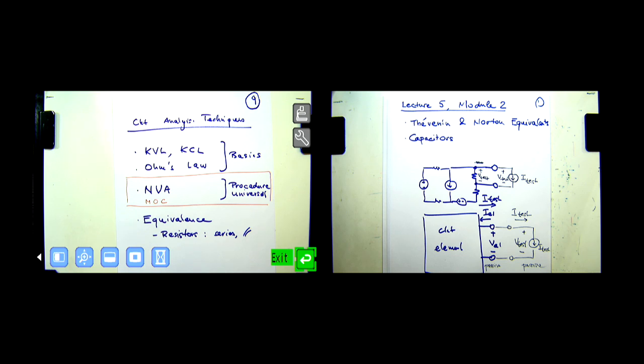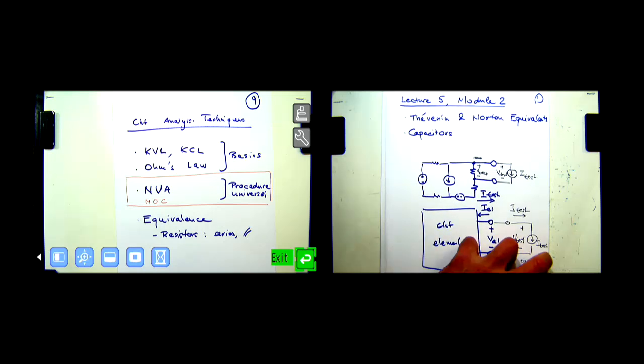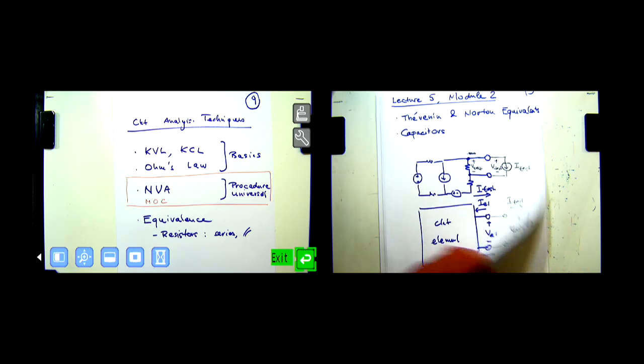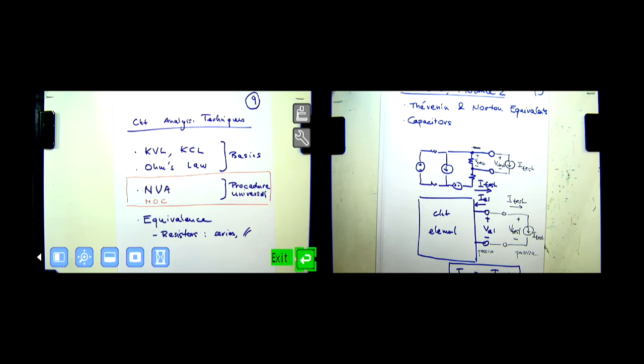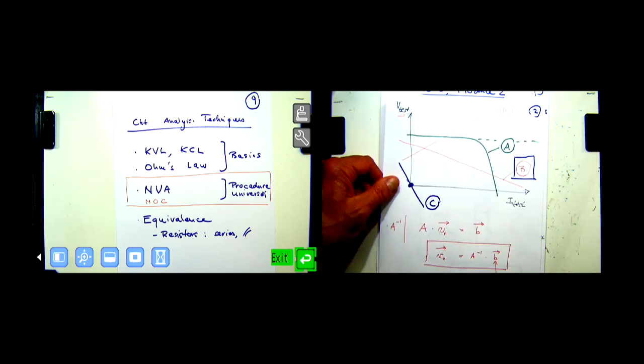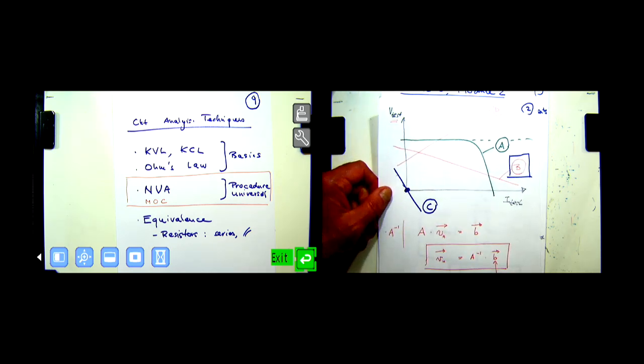Okay, yes, that's right. We could use superposition to analyze this circuit, and it's not so bad to analyze. But let's ask ourselves, is there a simpler circuit than this one that is equivalent, that has the same IV characteristic as this one? Remember, what was the IV characteristic of this one? Was it A, B, C, or D? Was B, right? Now, do you know another circuit that also has this IV characteristic B?